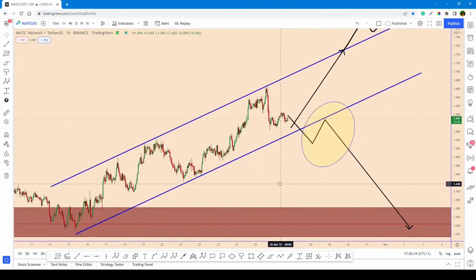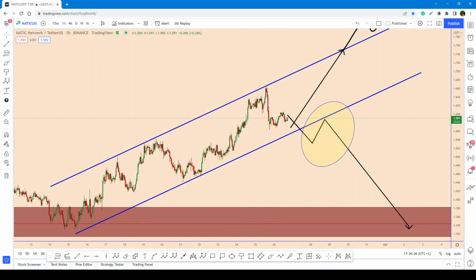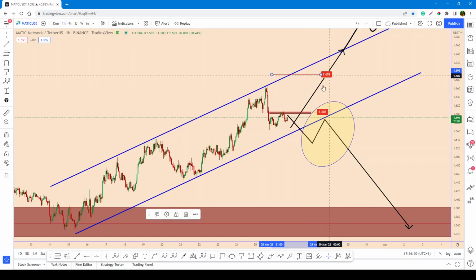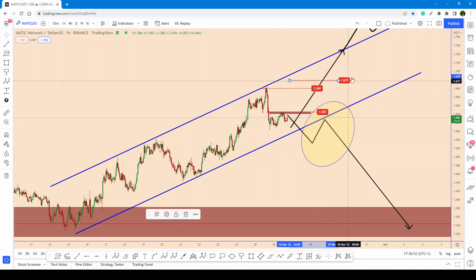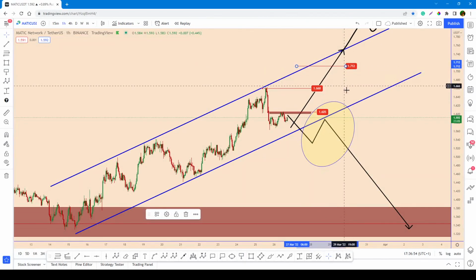On the 1 hour, this is looking a bit aggressive, how it moved lower. This is building momentum. If the price is going to break above this point, 1.6, probably we can see it testing the top again, and after that refer to the top of the channel, how it can develop.